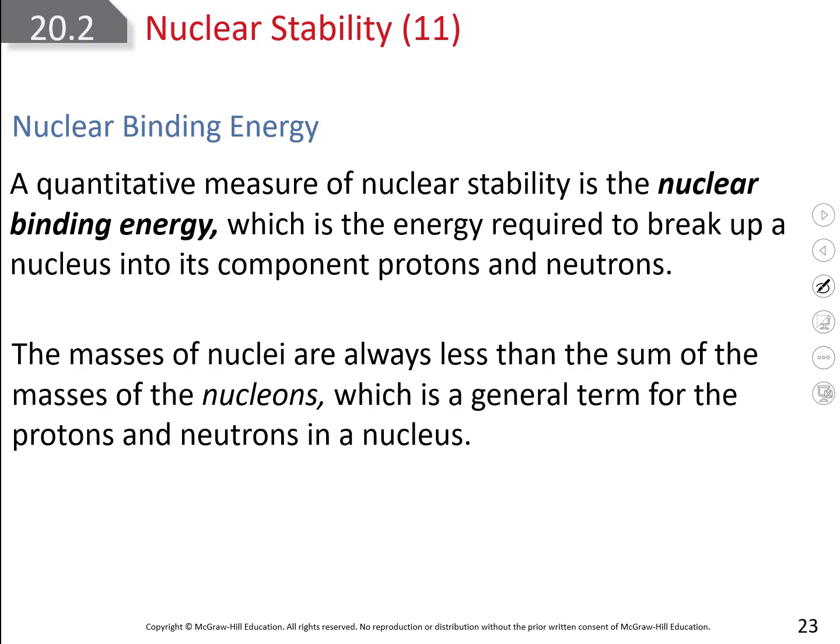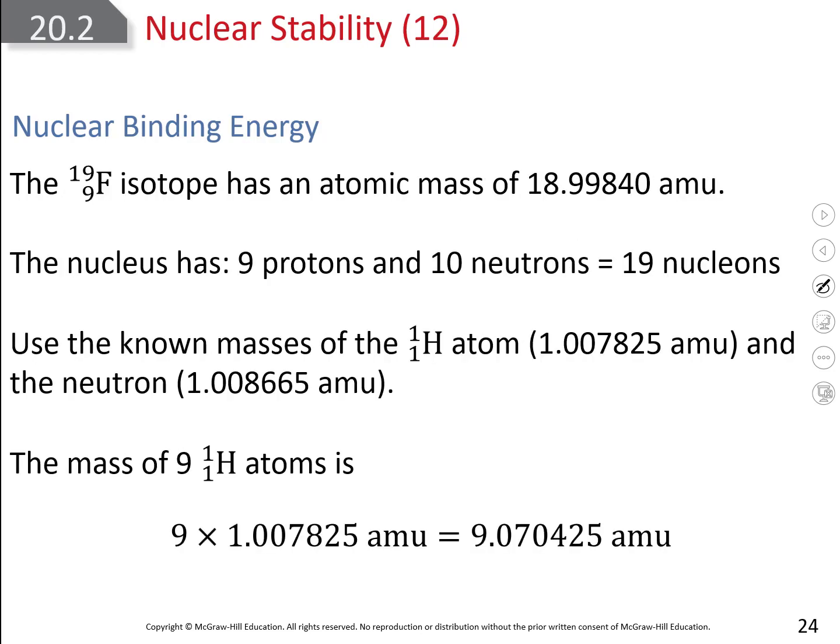So in general, if you add up the masses of your protons and neutrons using the numbers we learned back in chapter 2 and add up what the nucleus should have a mass of, you'll end up with a mass that is slightly higher than what we actually measure the mass of the nucleus to be. So in general, we have a difference in mass.